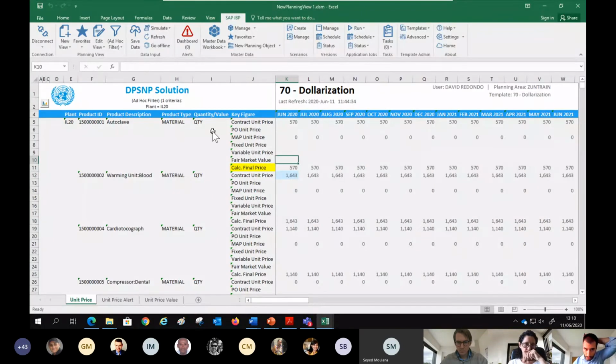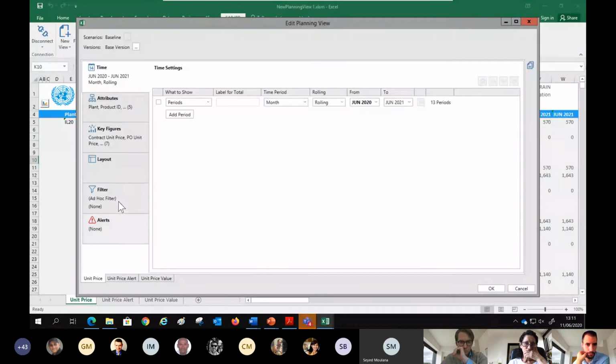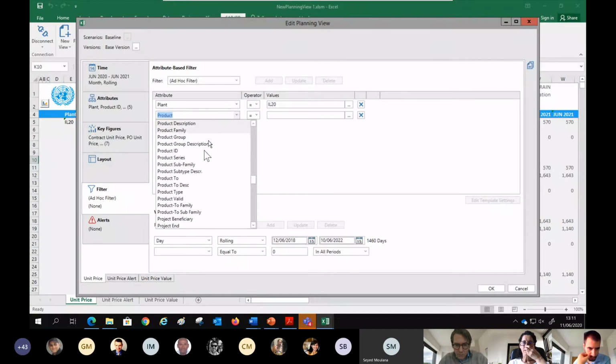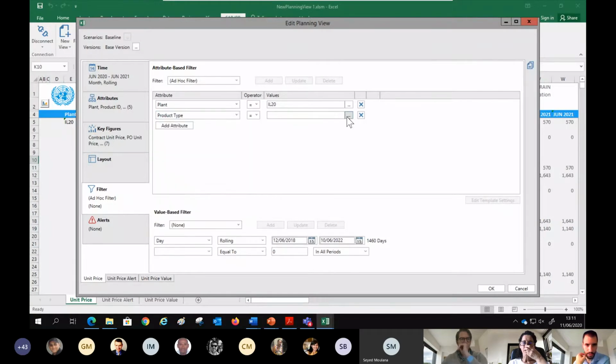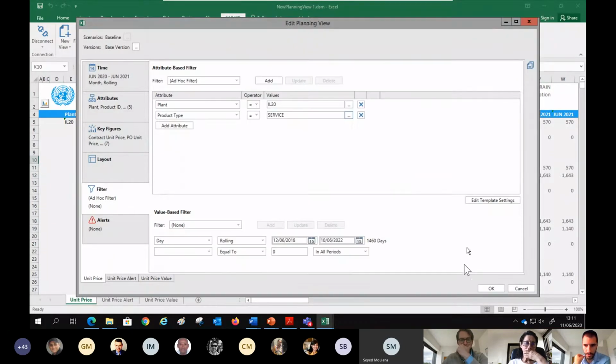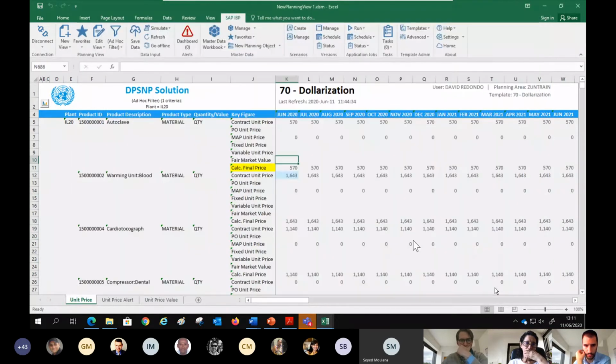Yeah, I wanted actually to show how it will look for services, right? So if I go and edit view, and I add a filter by, I think it's for product type, right? So filter on product type, and then I select service. I'm sure you already got this when we explained it, and Dinesha mentioned that.